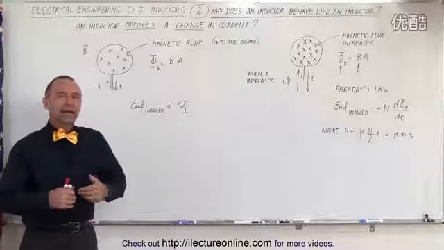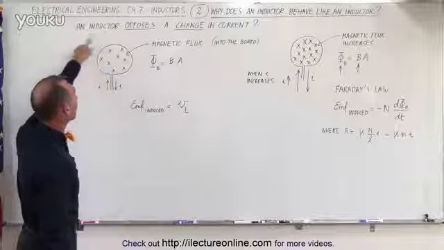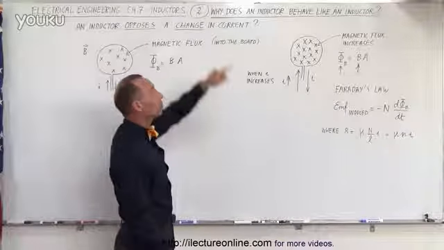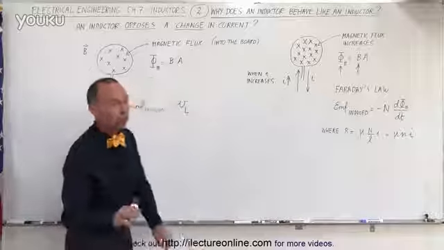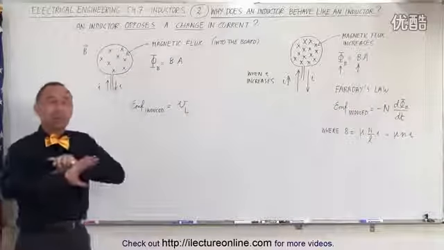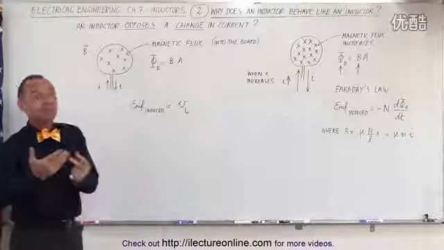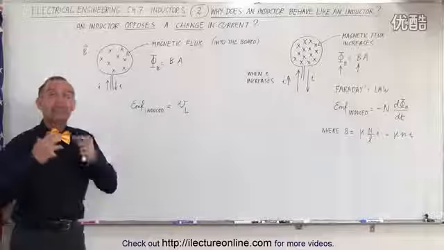Now let's answer the question, why does an inductor behave like an inductor? Well, what do we mean by behaving like an inductor? Remember that an inductor opposes a change in current. Only the change in current. You can have current going through an inductor, and as long as it's DC current, the inductor will do absolutely nothing. Only when that current begins to change, either increase or decrease, does the inductor begin to do something.